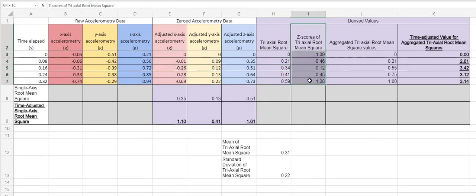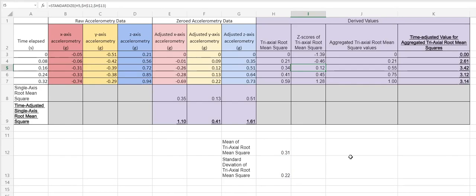These triaxial root mean squares were converted to z-scores during interim analysis efforts to graphically compare trials with and without the aerosol box, as depicted in figures 15 and 16. To do this, we used the standardize function in Excel, which prompts users to first input the value for which a z-score is desired, followed by the mean of the subset, and lastly, the standard deviation of the subset.